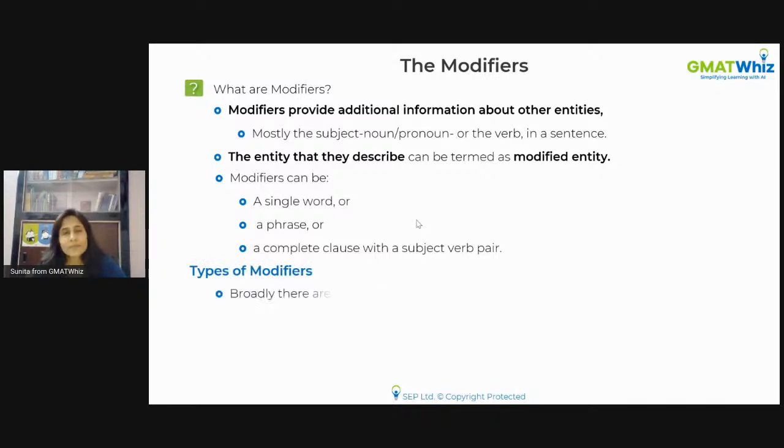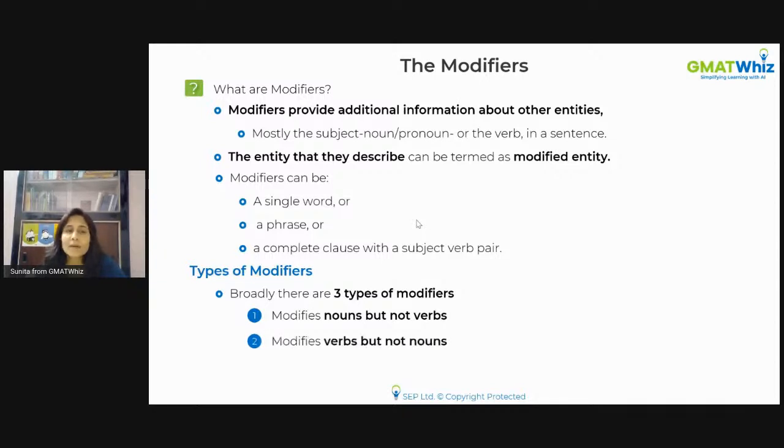When we say types of modifiers, there are broadly three kinds. Modifiers which modify only nouns, guys, okay? Only nouns. These modifiers do not modify verbs. Then you have modifiers which modify verbs but are not supposed to touch the nouns. And then you have the confusing modifiers, where the modifier can modify a noun and a verb, okay?